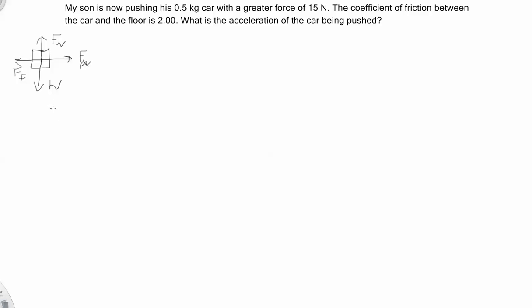Now, first let me write down what I'm trying to solve for here, and that's my acceleration. That's my unknown. And let me write down my knowns. Again, I know the mass, it's the same car, 0.5 kilograms. And the applied force that he's pushing with is now 15 newtons instead of 10. And mu, the coefficient of friction, is 2.00. That's actually all I know.